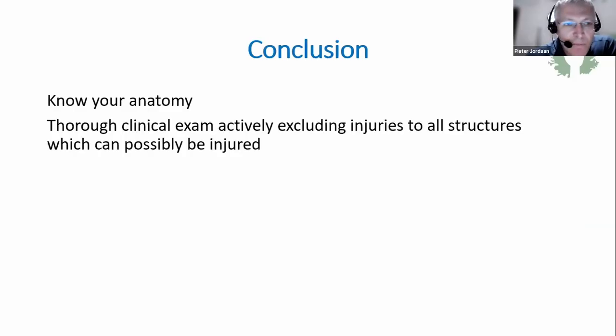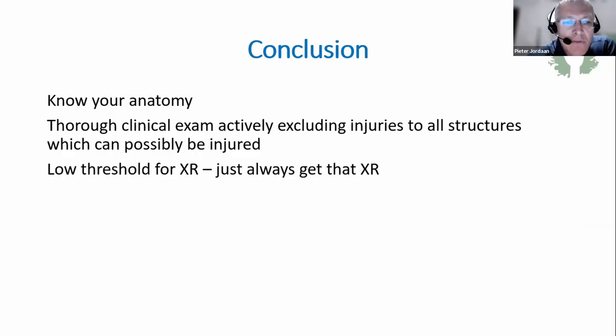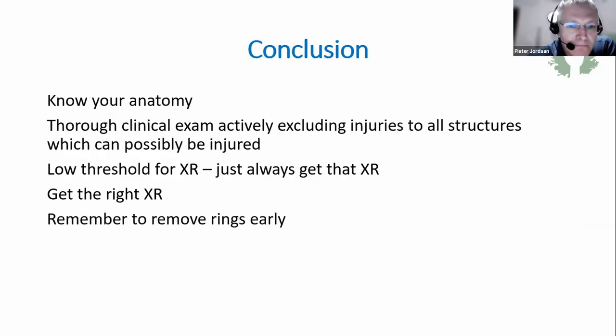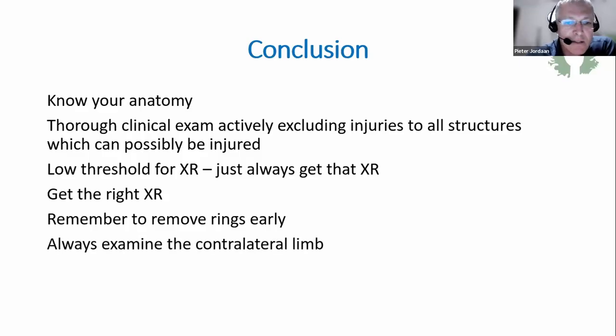That's very, very important. Do a thorough clinical exam, and you must actively exclude injuries to all the structures that you suspect can possibly be injured. Have a very low threshold for X-ray, and just always get that X-ray, and make sure you get the right X-ray. Remember to always remove rings early. The worst thing is to see an X-ray of an injured hand with a ring that's still on a finger. As soon as that patient comes in, remove it as quickly as you can.